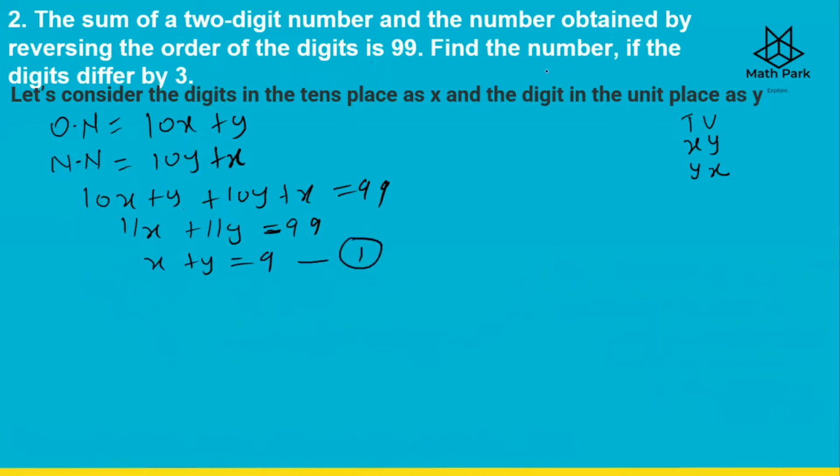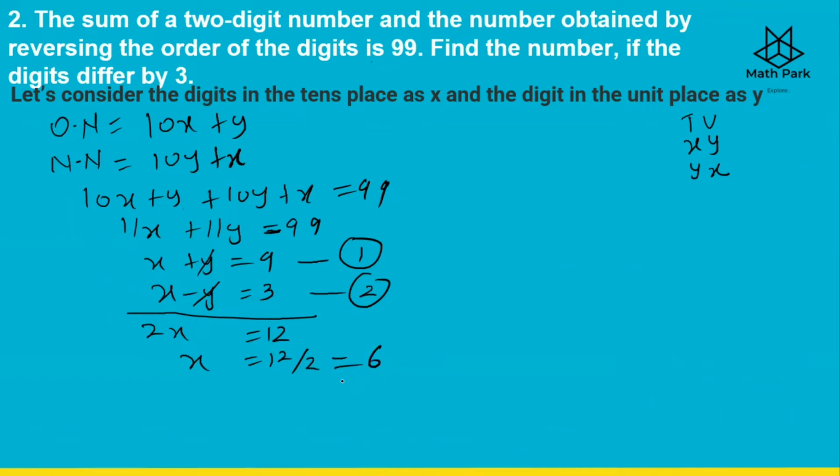Okay, find the number if the digits differ by 3. That means the difference between the digits is 3. That means x minus y is equal to 3, this is our equation number 2. Let us solve these equations. So y and y get eliminated, 2x is equal to 12. So you get x is equal to 12 upon 2, which is 6.